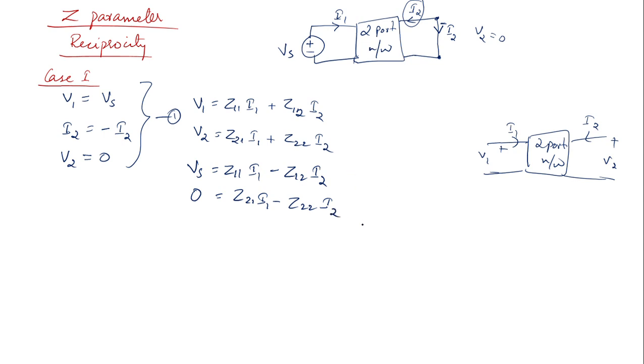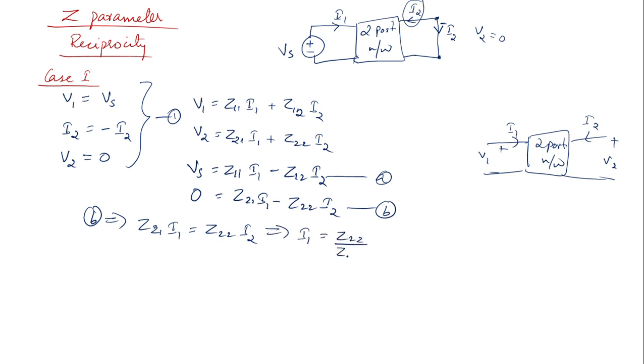So you got a new set of equations. I will give this as equation A, and this will be your equation B. From equation B, you can take it to the other side. You will get Z21 I1 is equal to Z22 I2, or you can say I1 is equal to Z22 by Z21 I2, and you can substitute this in equation A.